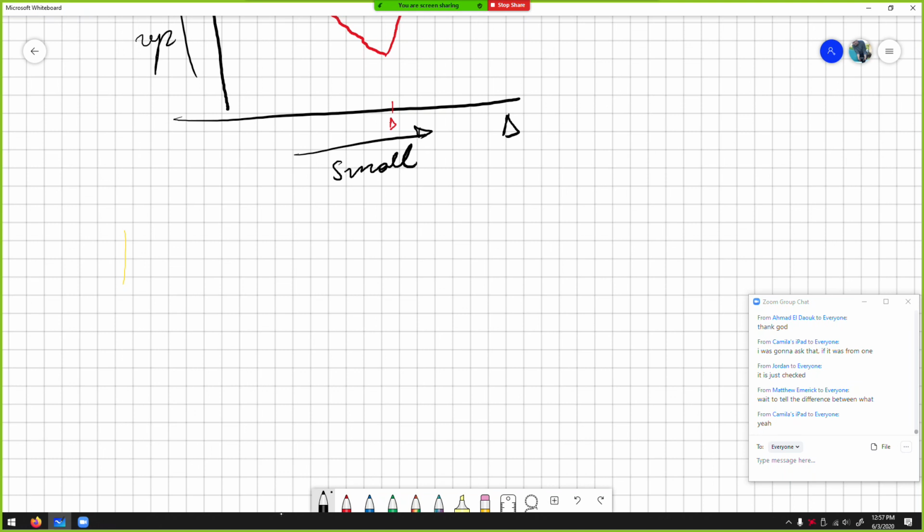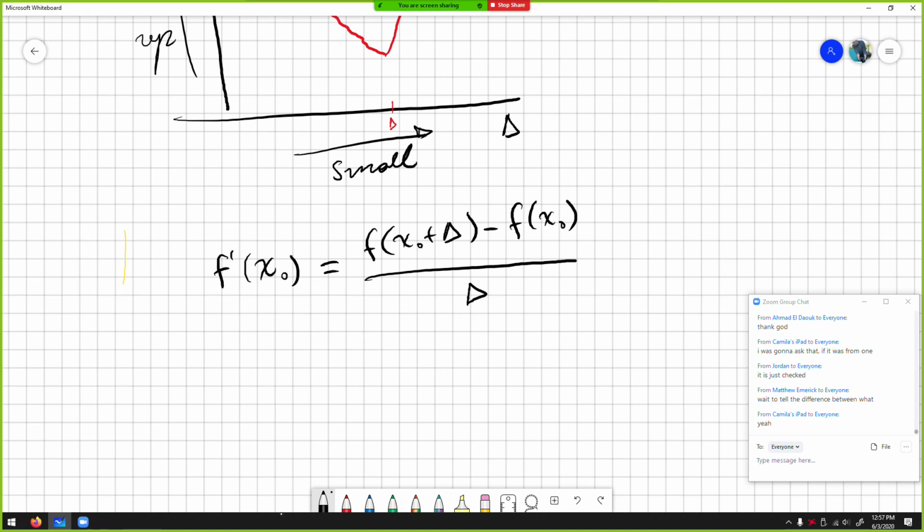If I'm doing something like forward finite difference, let's say I want to approximate my first derivative at a certain point. I'm going to say f at that point plus my delta, minus f at that point, over my delta, my step size. This is the approximation of the first derivative. If I'm given my function and I know the x value, I can implement a step size. And this is something that you have to know.